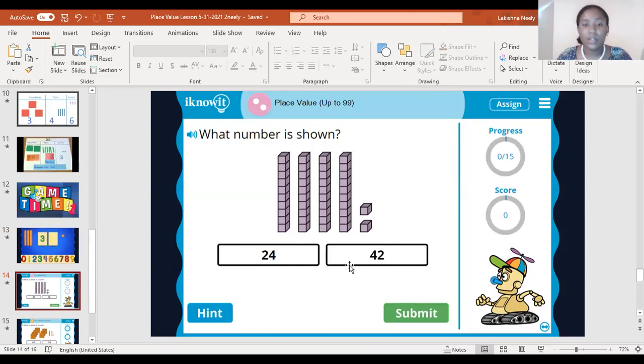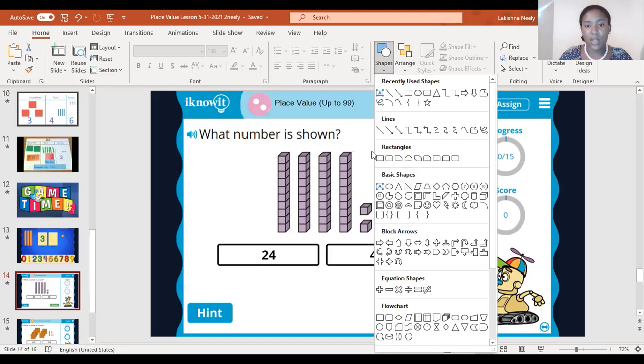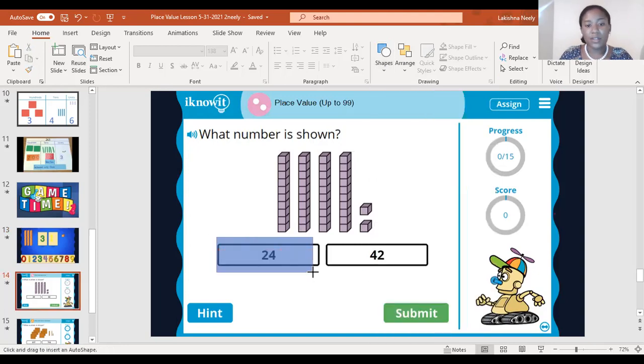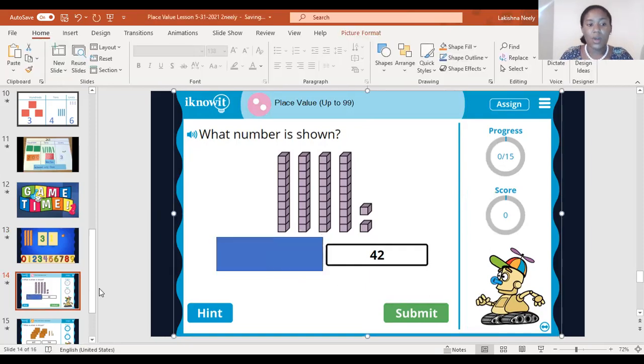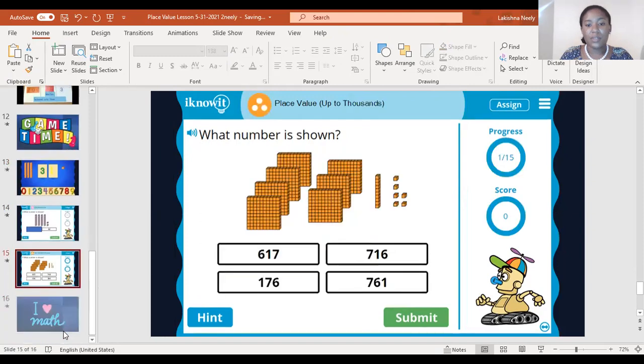Okay, so let's count these tens blocks. Remember, we count by tens to count the tens blocks. 10, 20, 30, 40. Let's count the ones blocks. 1, 2. 40 plus 2 is awesome, it is 42. So we're going to cover the number 24, because that's the incorrect answer. Wonderful. So let's go to the next one.